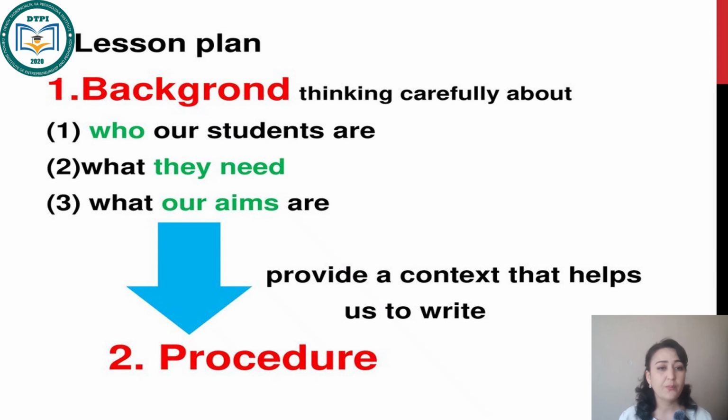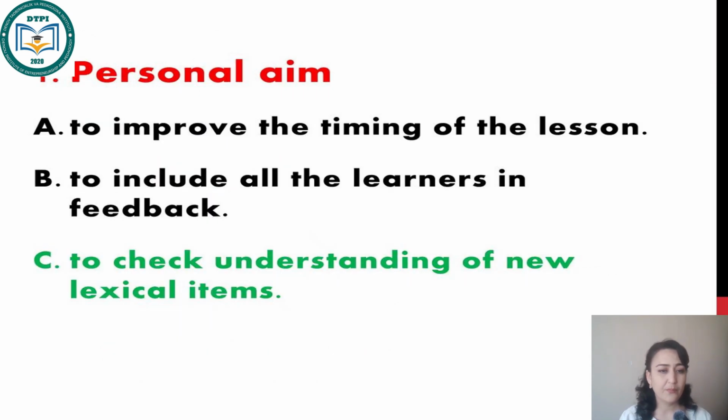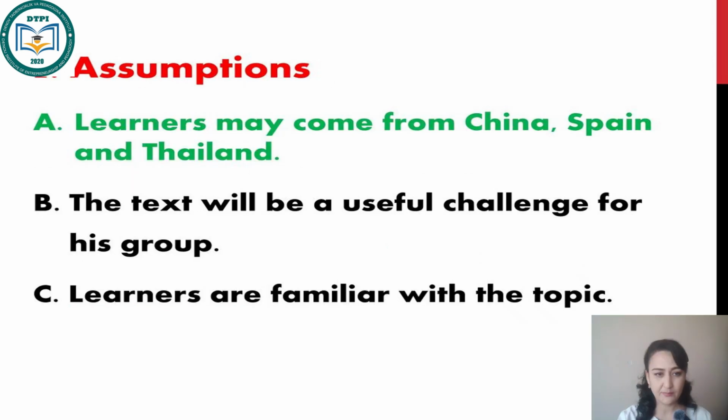And also, for the lesson plan, here we should mention the background. Background means thinking carefully about who our students are, what they need, what our aims are. They provide a context that helps us to write. Next one is procedure. And here we try to give some tests in order to check your understanding. For example, what is a personal aim? Here the right answer is to check understanding of new lexical items.